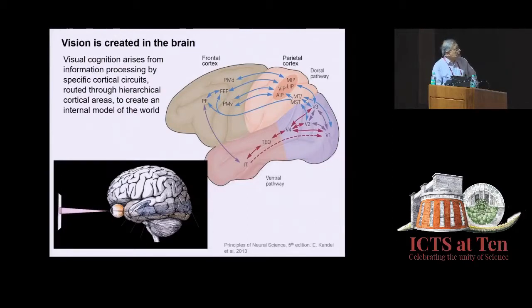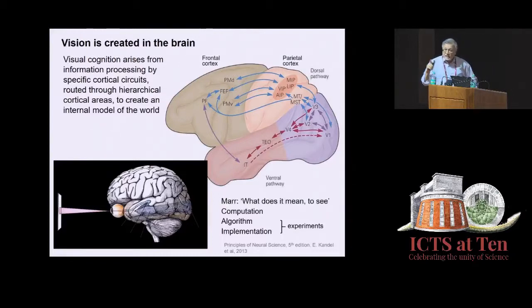And vision is created through a hierarchy of areas. Visual cognition arises from information processing by specific cortical circuits that abstract information, throw away massive amounts of information, and then route that information in successive stages in which more and more components of vision get extracted, if you will. We heard a little bit of this from Jennifer in passing. And out of that, the brain creates an internal model, which we call vision. It derives from the world, but it's far from a mirror of it.